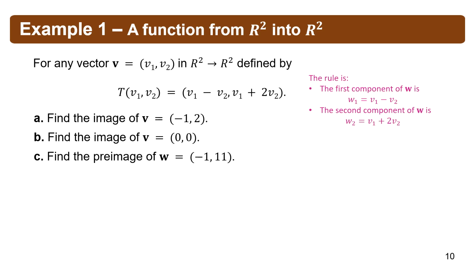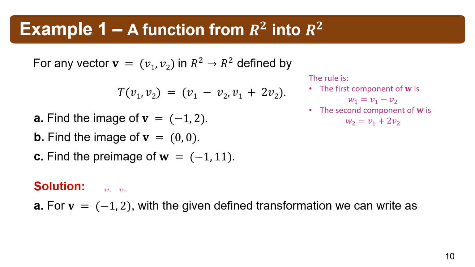All right, so the rule here: the first component of w is what we're going to use to find the image. So we have to subtract the second component of v from the first. And for the second component of w, we add the first component and twice the second component of v. Okay, so our solution for v, this is our v1, this is our v2. All you have to do is substitute the value here.